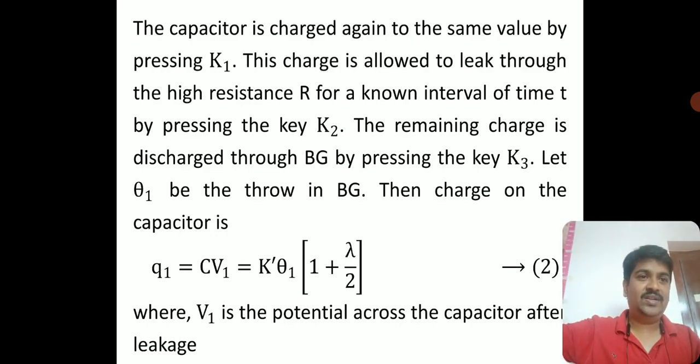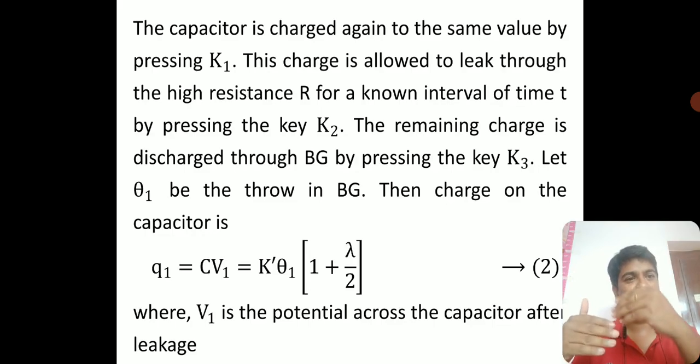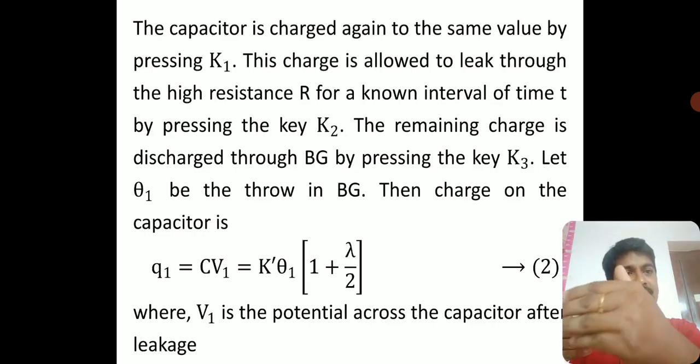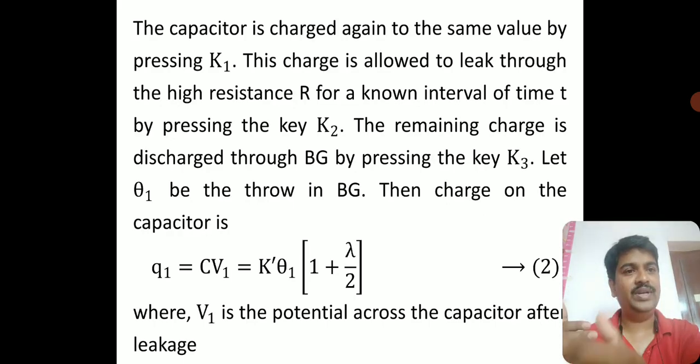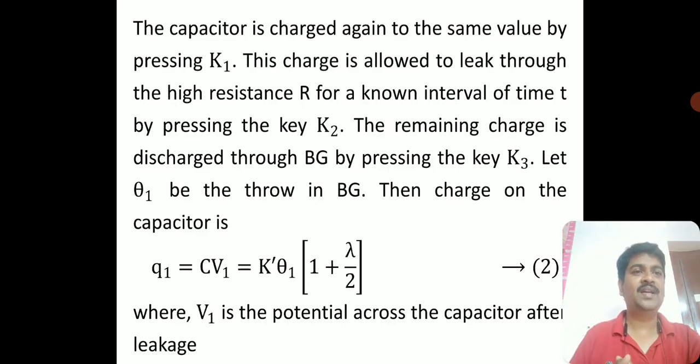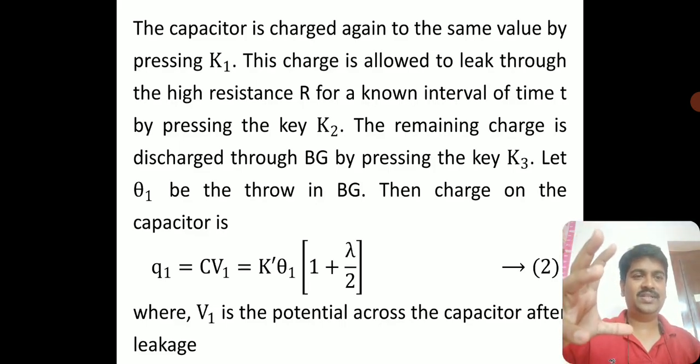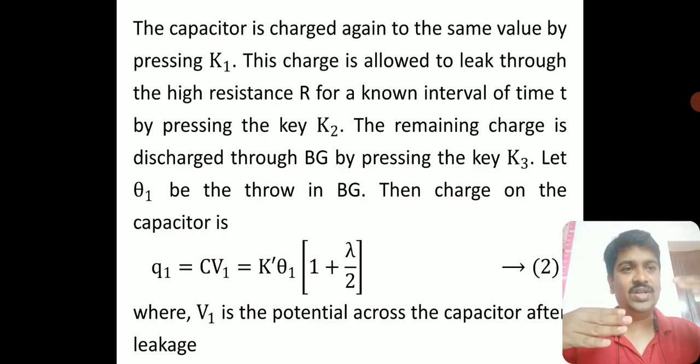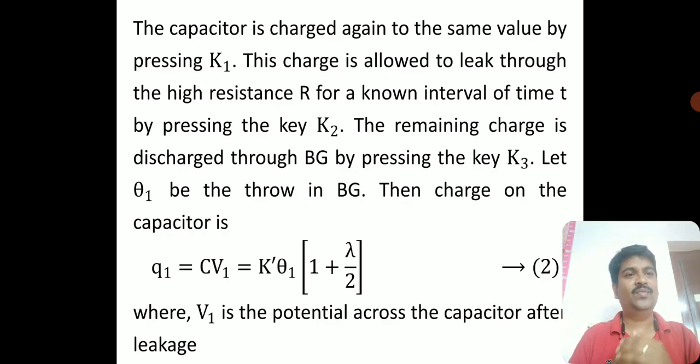So first I got theta naught. First I charged the capacitor and discharged it through the BG, and I noted the value theta naught. This time I am charging the capacitor to the same known value and then leaking the charge on the capacitor for a known interval of time t through the high resistance R, and again the remaining charge on the capacitor is allowed to discharge through the BG, which gives the throw of theta 1.